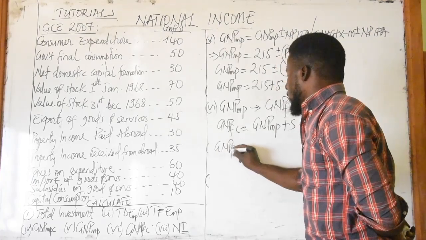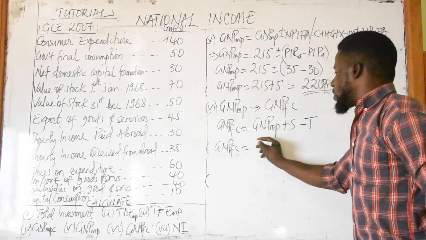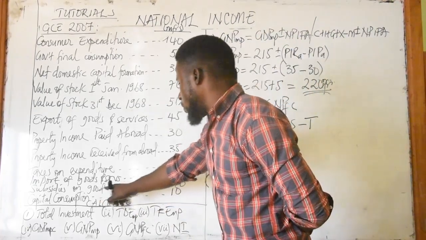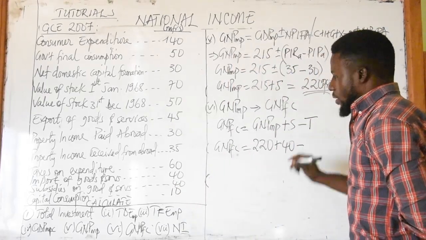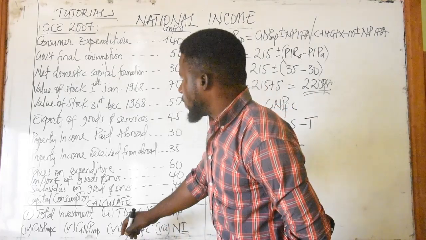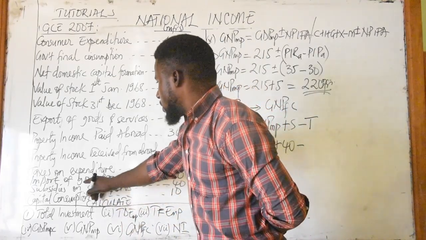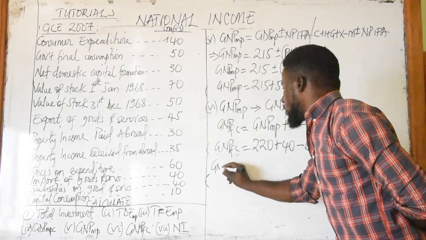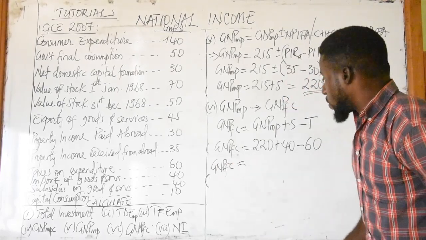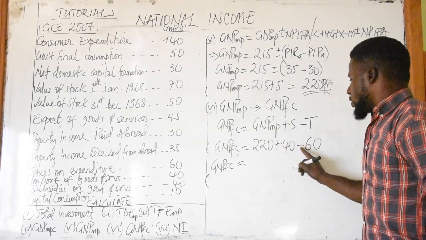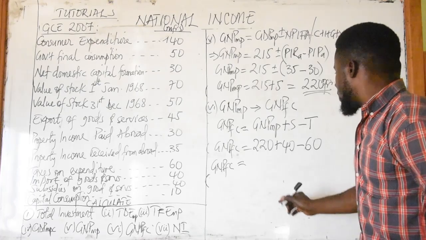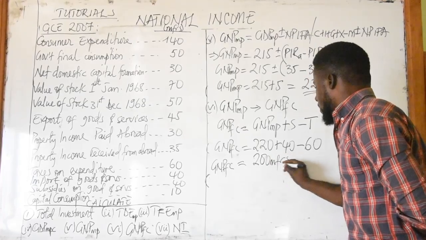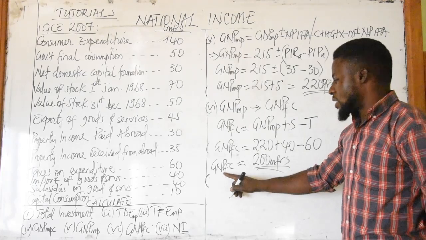So GNP at factor cost is equal to GNP at market price, which is 220 million, plus subsidies. We have been given subsidies on goods and services to be 40, and then minus taxes, we've been given the value of our indirect taxes, taxes on expenditure, to be 60. So our gross national product at factor cost is this plus this, which is 260 minus 60, which gives us 200 million francs. So that is the value of our gross national product at factor cost.